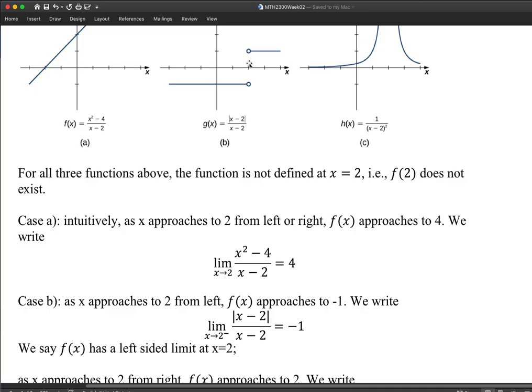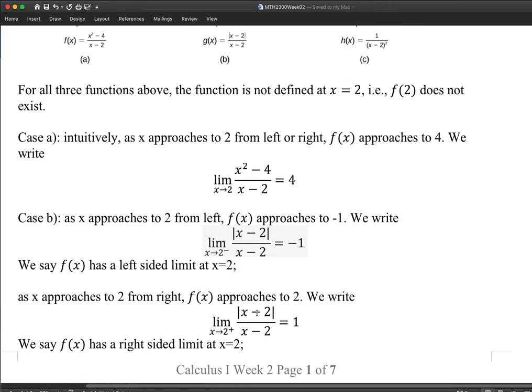But we look at the pattern of the function, and as I'm saying, I would expect as x gets really close to 2, everything is being pushed into this empty circle. That means this expression is approaching 1. So in this case, we say the function has a right side limit, and we write x approaching 2 plus. For x approaching 2, any value greater than 2, the function has a limit, which is 1.